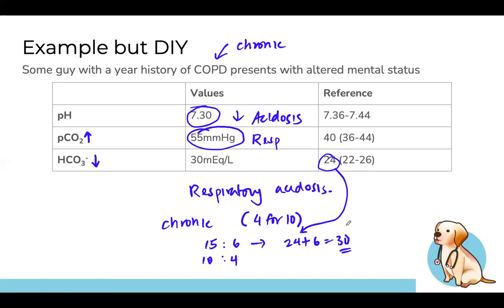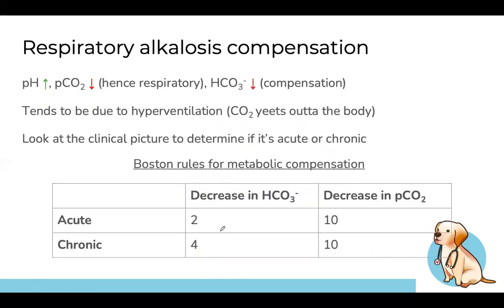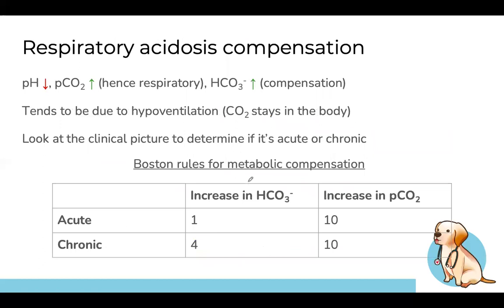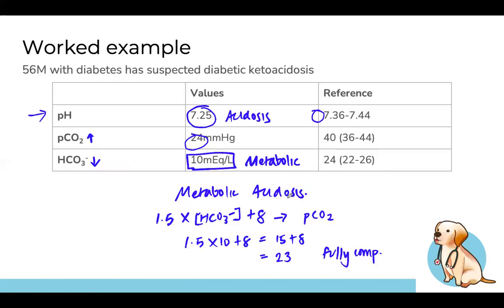The reason that we're using this plus approach is because of the ratio we've got. If we go back to looking at the compensation rules, you're actually looking at the increase in bicarb and the increase in your CO2, instead of using the actual number that you've got. And that increase is in relation to the normal range middle value.